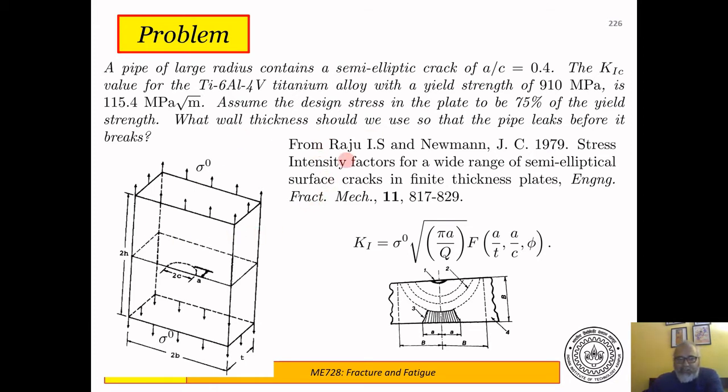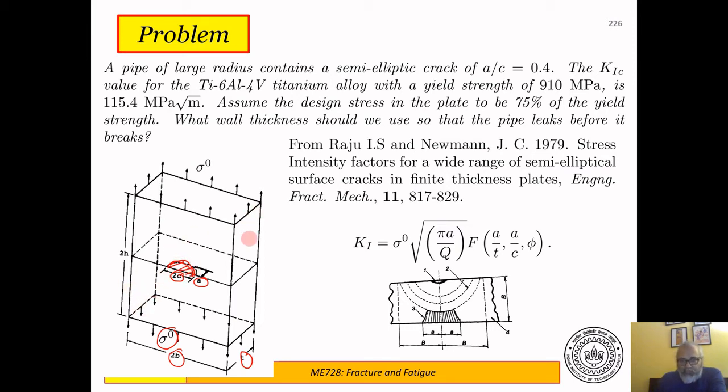So here is a plate. This is a thick plate of thickness T, width 2b, subjected to remote load sigma naught, and there is a crack here which is thumbnail shaped. It is a semi-elliptical crack with one major axis 2c, and semi minor axis equal to a. So this is the crack.